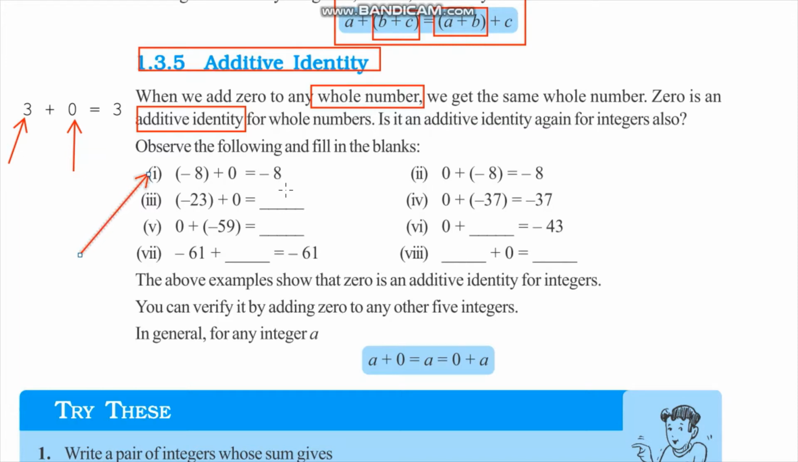So given that 0 is the additive identity for whole numbers and for negative integers as well, we can conclude that 0 is the additive identity for the entire set of integers. You can verify it by adding 0 to any other integers. So in general, we can say that a plus 0 is equal to a is equal to 0 plus a. They have also highlighted the commutative property here, where a plus 0 is equal to 0 plus a, where the order does not matter. So 0 is the additive identity for integers.